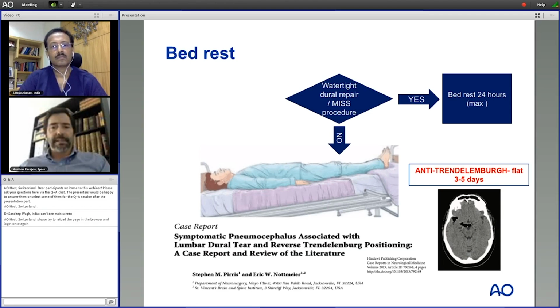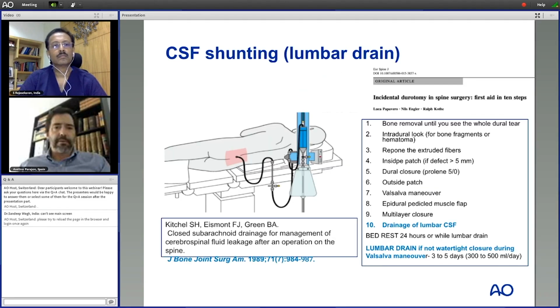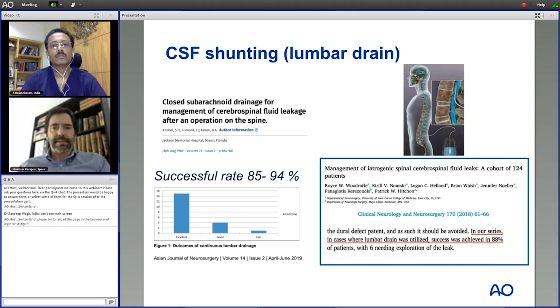That for 3 to 5 days, I recommend, or most of the authors recommend. But in these cases, special attention must be paid to the potential complication of pneumocephalus. So be aware of the neurological status of the patient. CSF shunting in terms of lumbar drain is a strategy that has been used probably for the last 40 or more years for the treatment of CSF leaks. But if you review all the guidelines, like this 10-step guideline from Luca Papavero that has already been presented also in some previous presentations, they reserve the lumbar drain for the last steps, so only in complicated cases, not as one of the first steps.